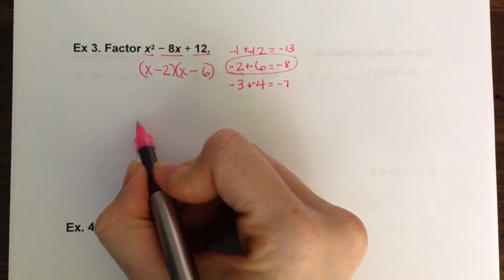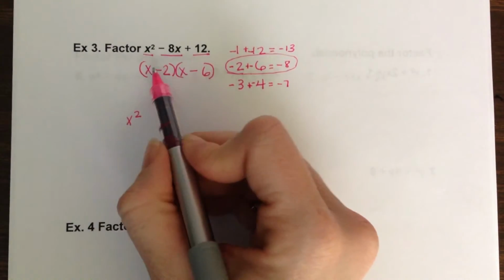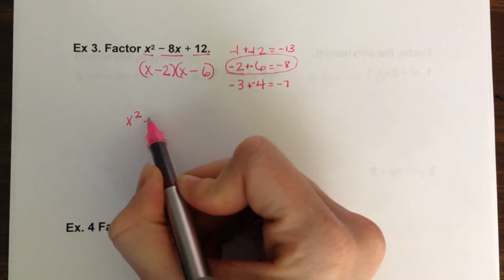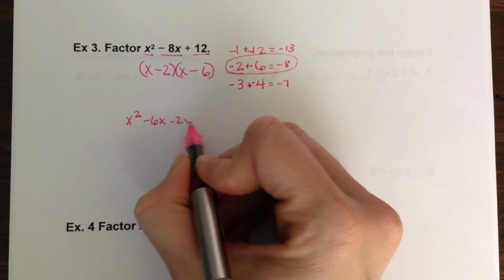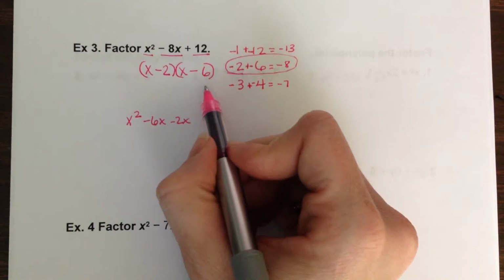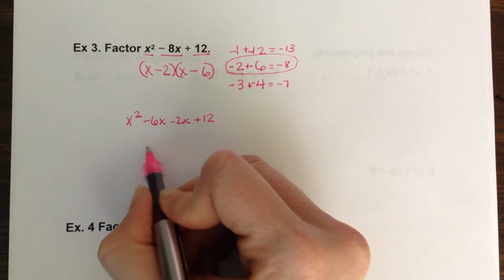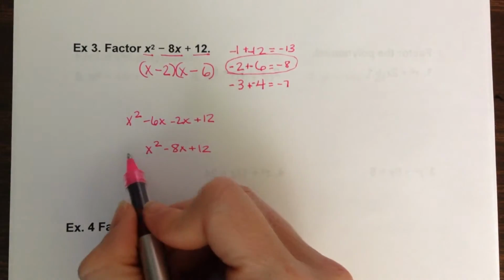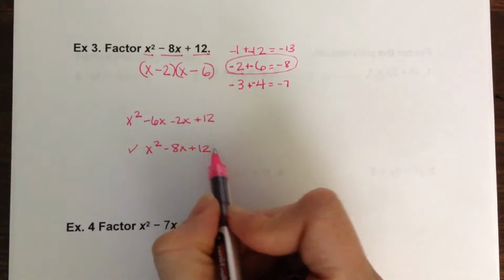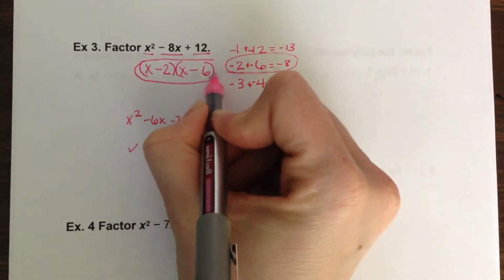So I could check that by thinking: if I multiplied x times x, I'd get x squared. X times a negative 6 would be a negative 6x. Negative 2 times x, negative 2x, and a negative 2 times a negative 6 would be a positive 12. So again, just self-checking. When I multiply them together, I see that I am right because it is x squared minus 8x plus 12. So here's my answer.